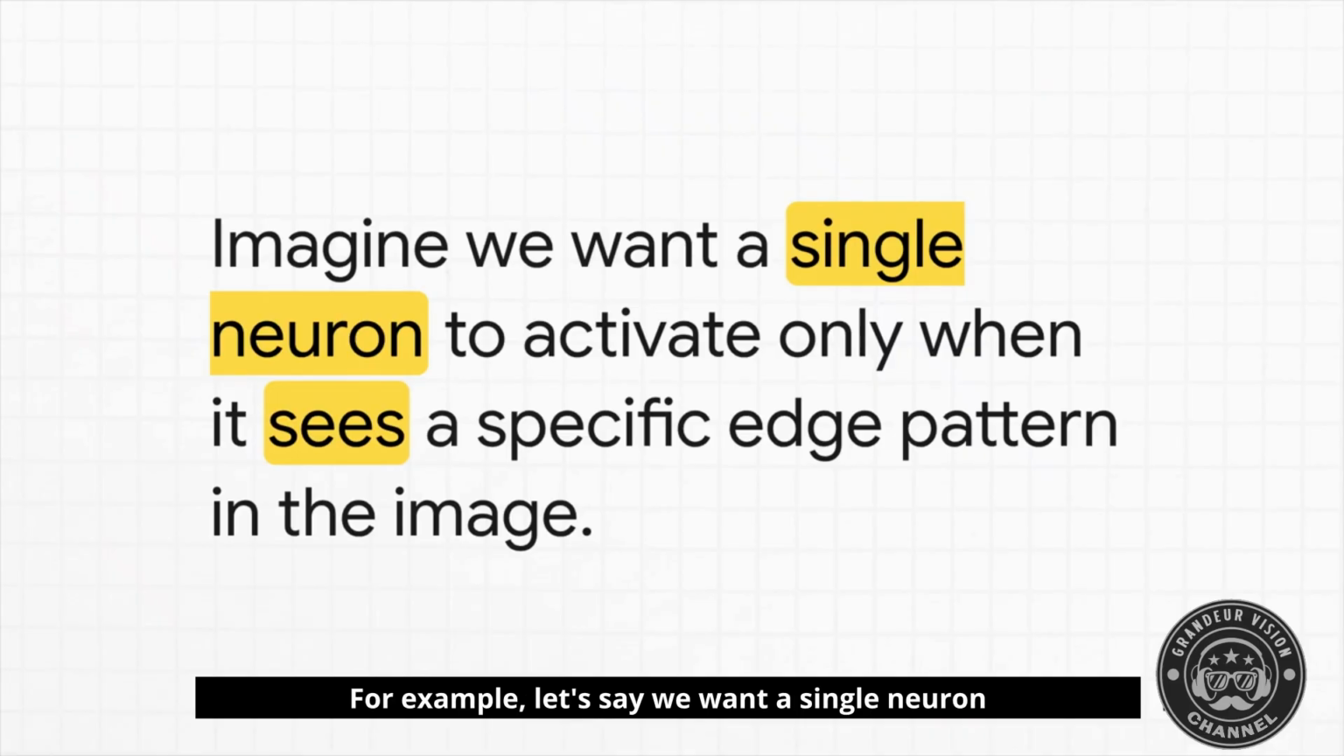For example, let's say we want a single neuron in our first hidden layer to become a dedicated edge detector. We want it to light up, to get really active, but only when it sees a small diagonal edge in a very specific spot in the image. So how would we set up its weights to do that?